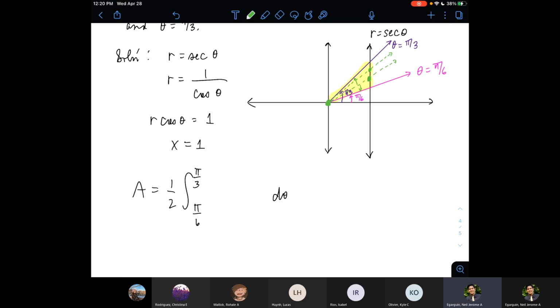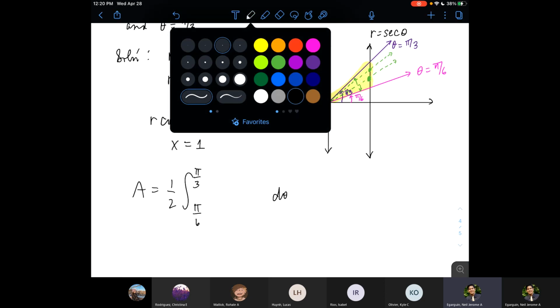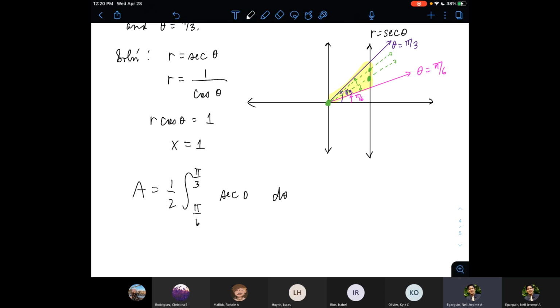So that means the radius here is the equation of the vertical line, right? And so my integrand would be secant theta. But remember, in polar coordinates, the integrand is always squared. All right. And so this will be the integral that will give you the area of the shaded region. Though not required, we can also go ahead and evaluate this integral because it's not that hard, right?